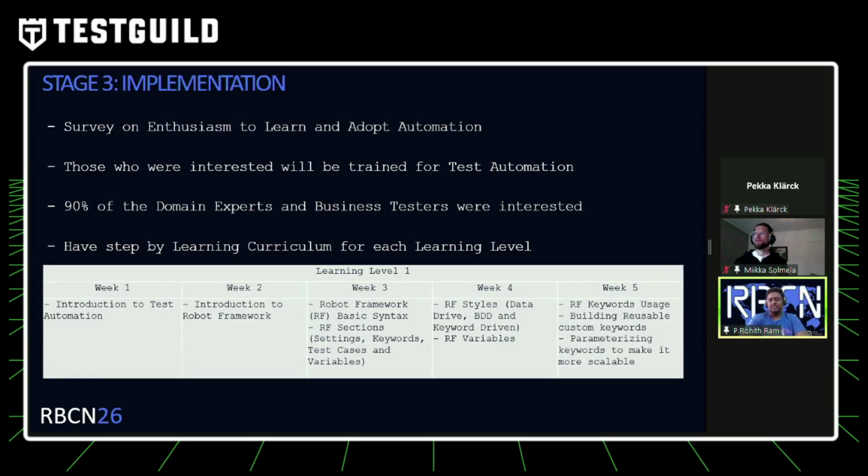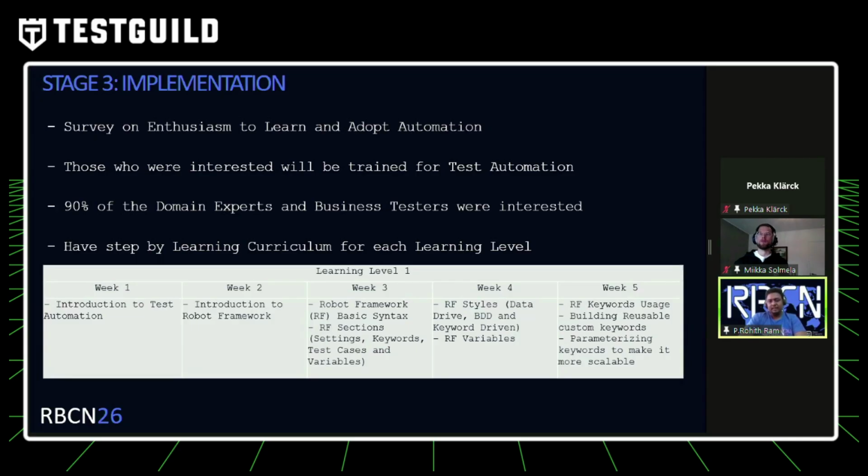Week 4 deals with how we can create different styles, like how Pekka explained the BDD framework, data-driven framework, keyword-driven framework, or a hybrid framework which combines one or two of the above approaches. How can we attain this with Robot Framework? That was the goal of week 4, along with different variable operations.